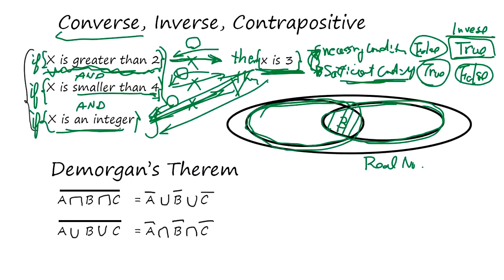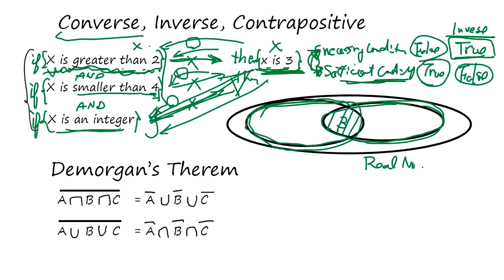Now, contrapositive means, okay, if x is greater than 2, x is 3, necessary condition. Contrapositive is you deny the conclusion first and see if the original statement can be denied. Okay, so x is not 3, then x is not greater than 2.